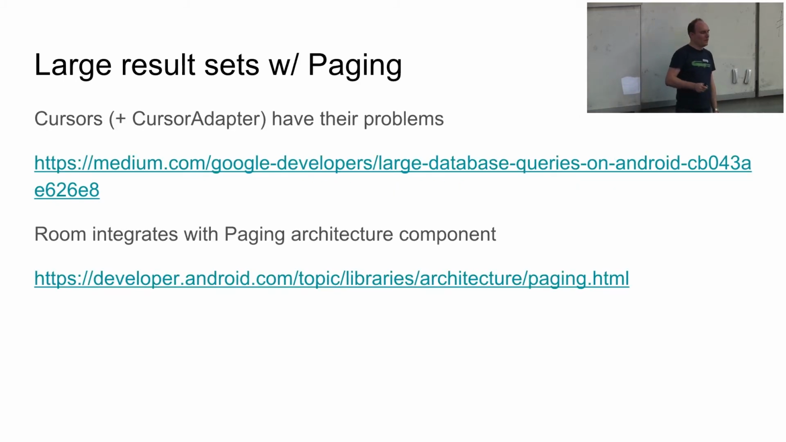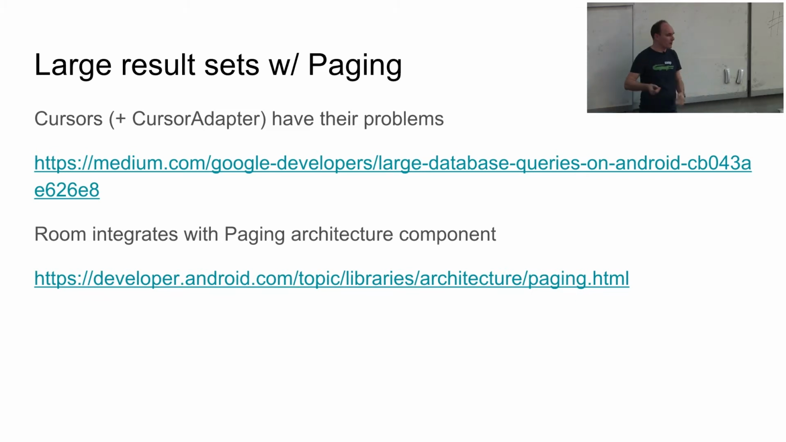So what's nice about databases is that you can store enormous amounts of data. But getting that out efficiently is kind of a problem. We used to do this with cursors and cursor adapters, but it turns out they have some issues. There's a great blog post here on what these issues are. So Room integrates with the paging component for that. That's another architecture component, and it takes care of basically having a smart list that will only call back into your whatever paging provider you have to get the data as needed.